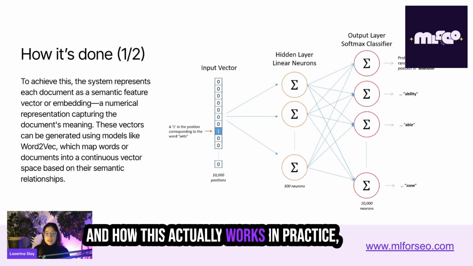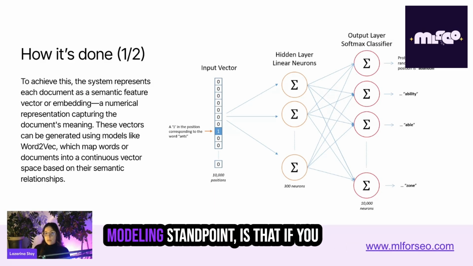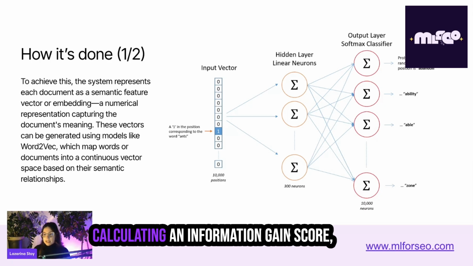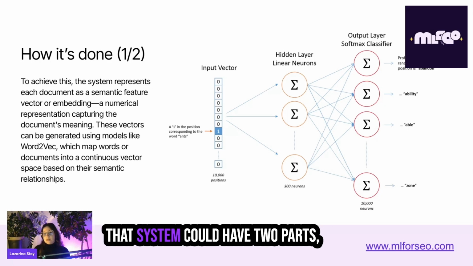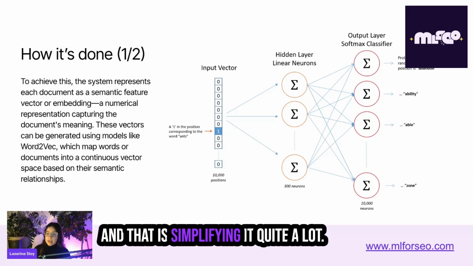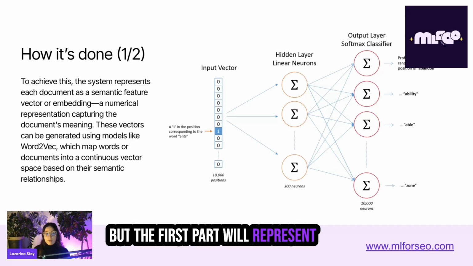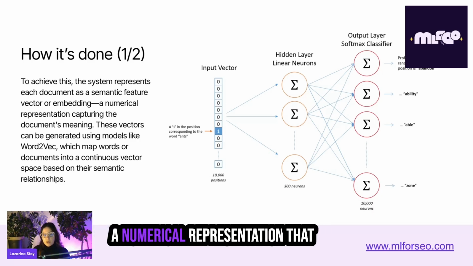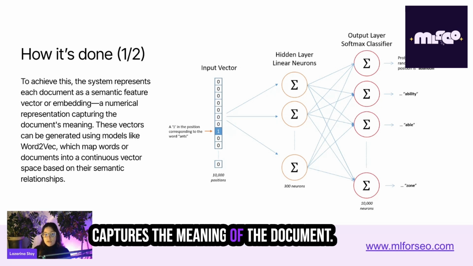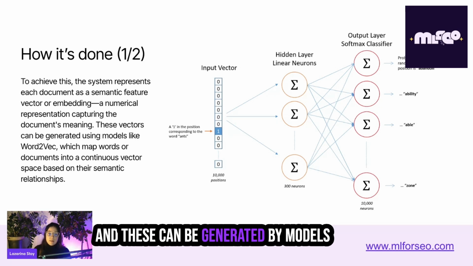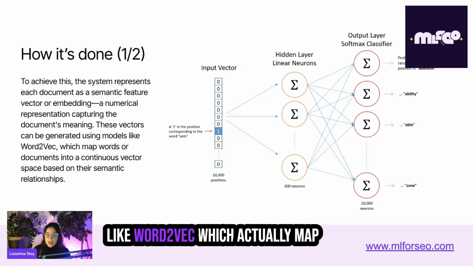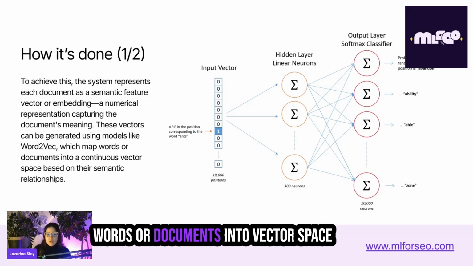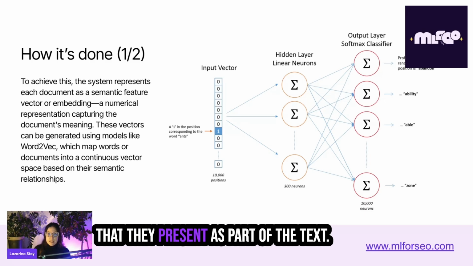And how this actually works in practice, speaking from a machine learning modeling standpoint, is that if you have a system that is tasked with calculating an information gain score, that system could have two parts, and that is simplifying it quite a lot. But the first part will represent each document as a semantic feature vector or embedding, or otherwise a numerical representation that captures the meaning of the document. And these can be generated by models like Word2Vec, which actually map words or documents into vector space based on the semantic relationships that they present as part of the text.